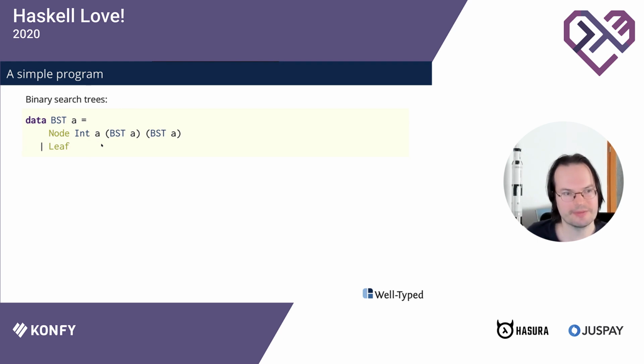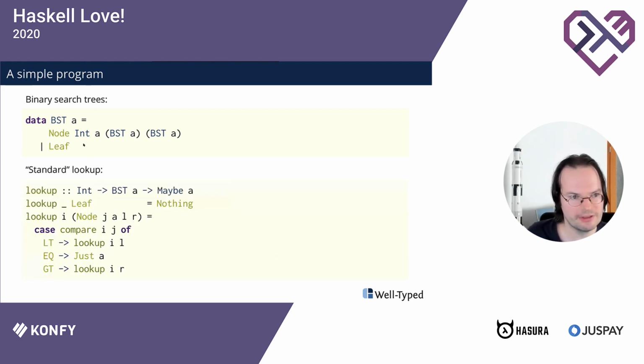And because it's a binary search tree, we assume that the keys that occur in the left subtree are all smaller than the key stored in the node, and the keys that occur in the right subtree are all larger than the key stored in the node. And then we have a completely standard lookup function on these binary search trees where we pass an integer key that we want to look up and the binary search tree, and we get a Maybe A out.